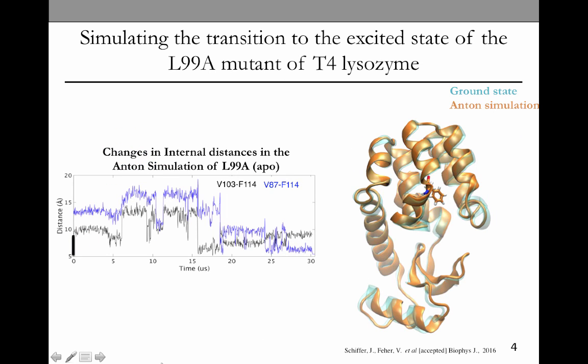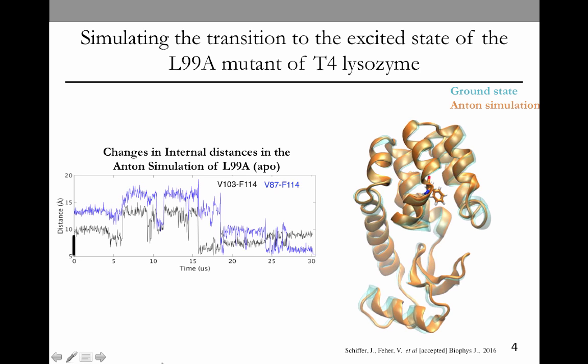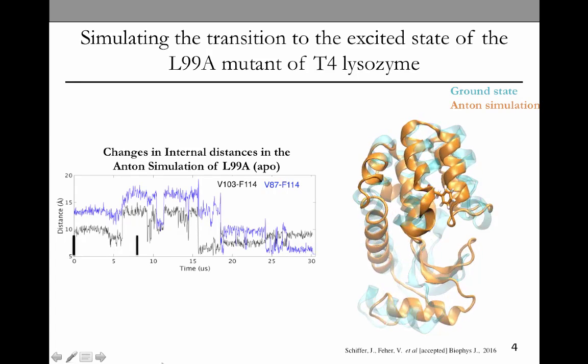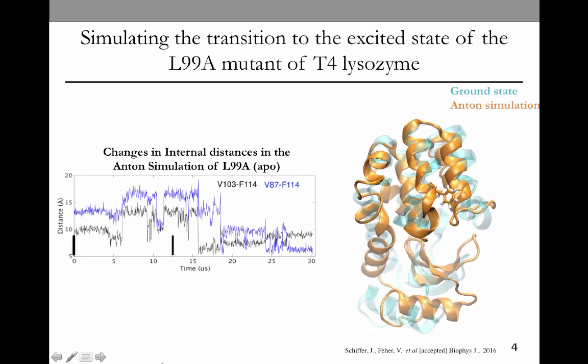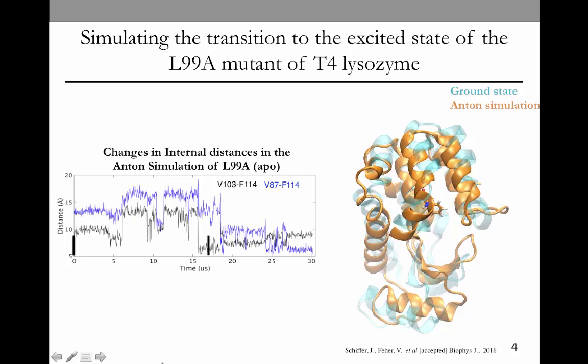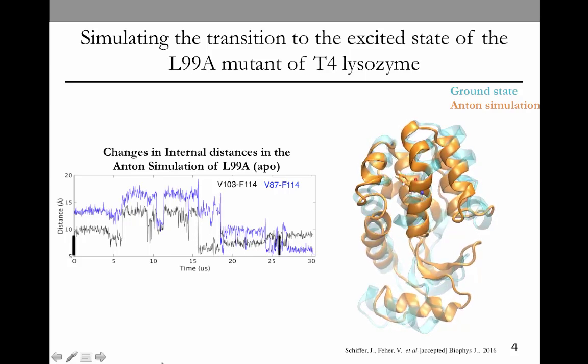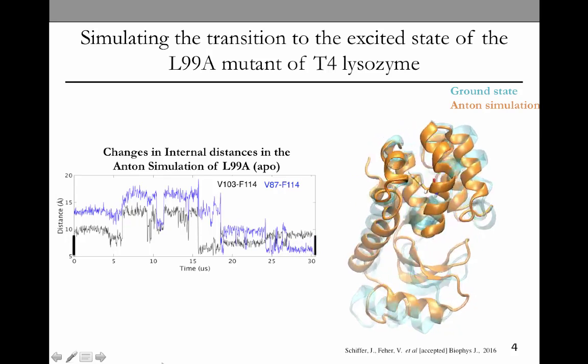Here we are reviewing the results from a simulation that captures the transition from the ground to the excited state of the T4 lysozyme L99A mutant that was performed on the Anton supercomputer. On the left is a graph showing on the x-axis the time of the simulation in microseconds, and on the y-axis the distance between different residues. In black it's between valine 103 and phenylalanine 114, and in blue it's between valine 87 and phenylalanine 114. And phenylalanine is shown in the image on the right.